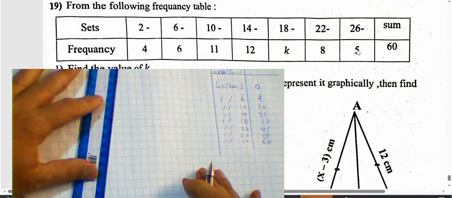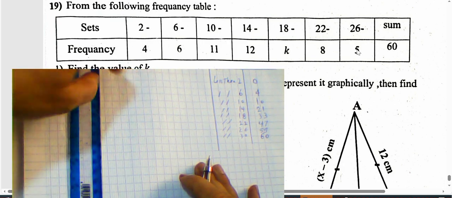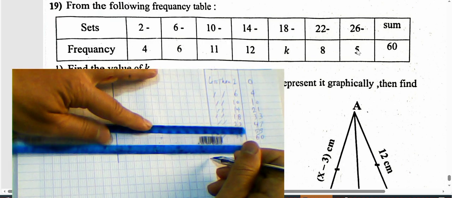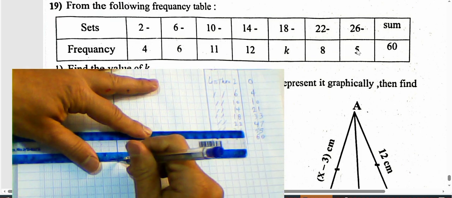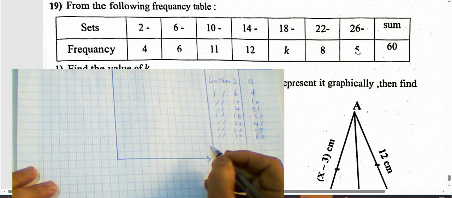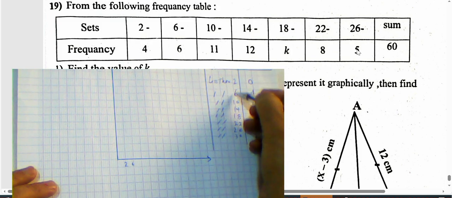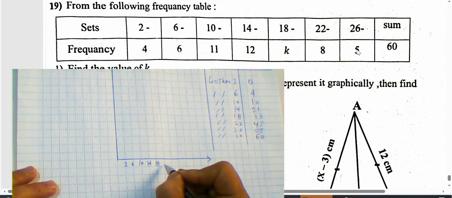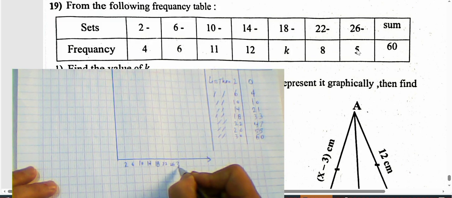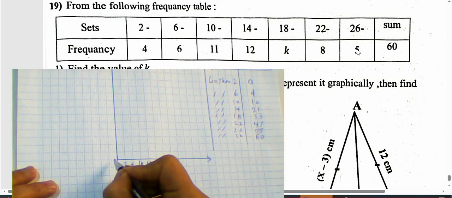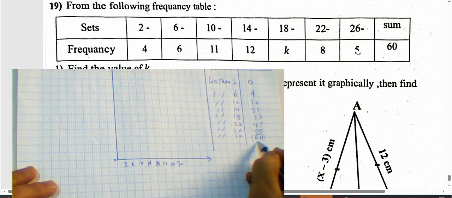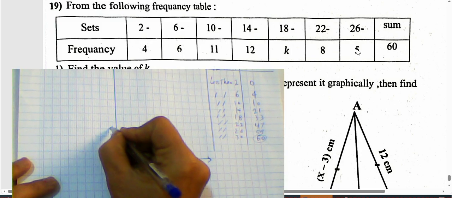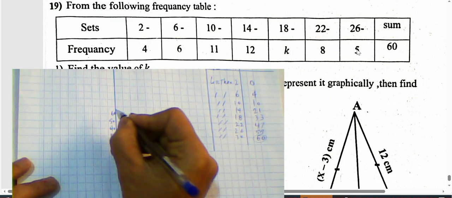Okay, and then we can draw now the curve. Draw the curve with me here, like this. Write 2, 6, 10, 14, 18, 22, 26, 30. Here write 0, going to 60: 0, 10, 20, 30, 40, 50, 60.